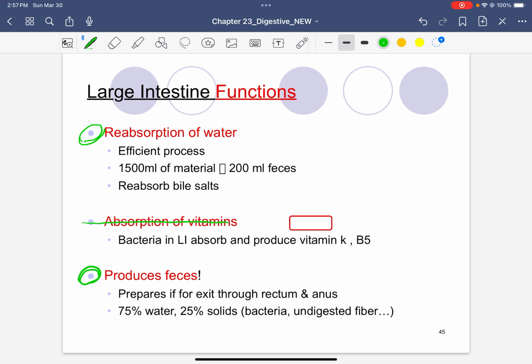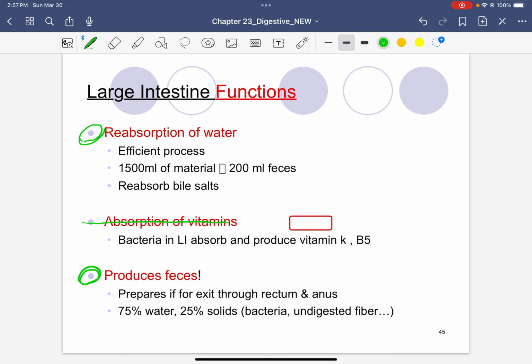Remember that along the way, we added a lot of juices to help with digestion. We added saliva in the mouth. We added hydrochloric acid and other juices in the stomach. We added even more fluid in the large intestine. So your body doesn't want to waste all that water. So instead of just pooping out all that water, the body reabsorbs it back into the bloodstream. You don't need to know the amount, but just know that one big function of the large intestine is to reabsorb all that water.